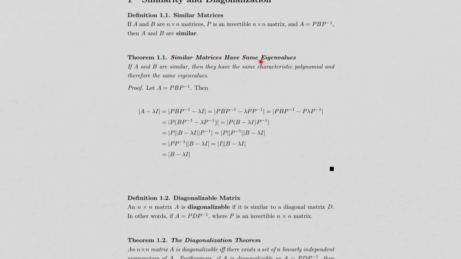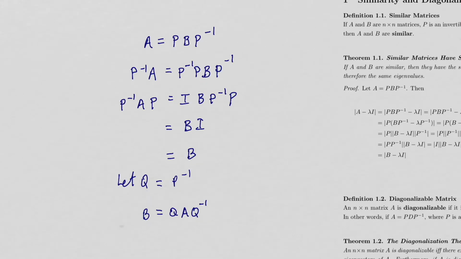Our first theorem says that similar matrices have the same eigenvalues. This is a non-obvious and interesting and useful fact. If A and B are similar, meaning this equation is satisfied, then they have the same characteristic polynomial and therefore the same eigenvalues.